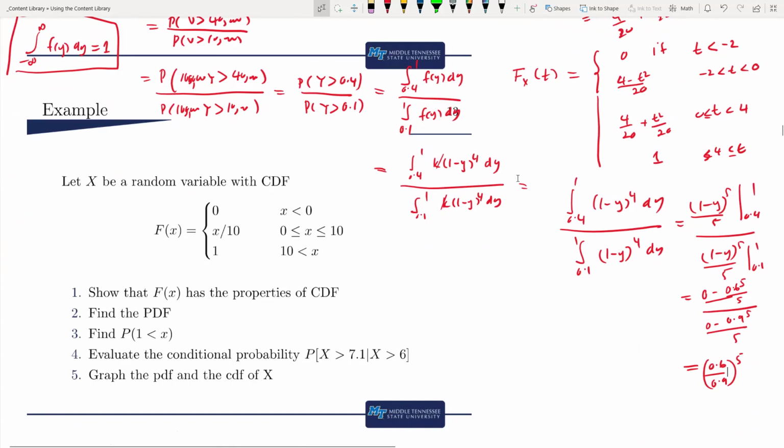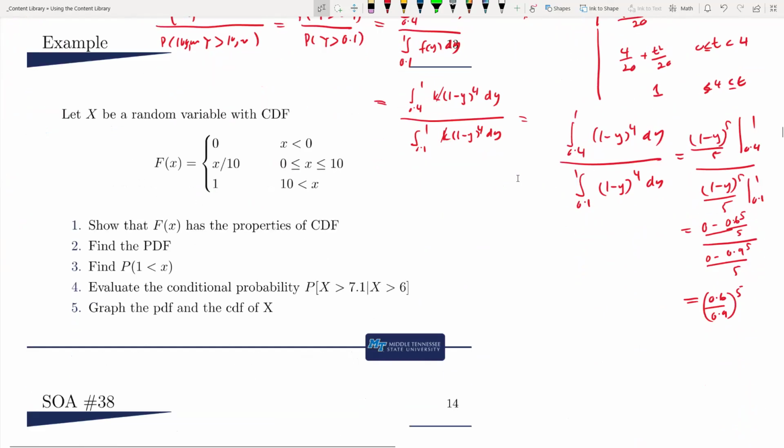So this one gives you another question. You can see if x is less than 0, the value is 0. If x is in between 0 and 10, the CDF is x divided by 10. If it is more than 10, it would be 1. Show that Fx has properties of CDF.